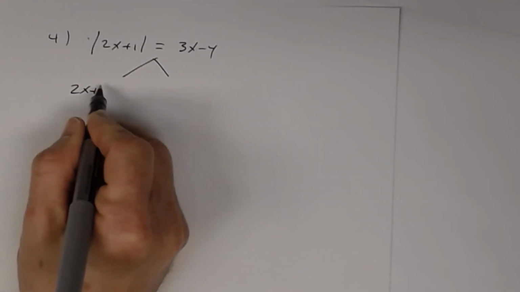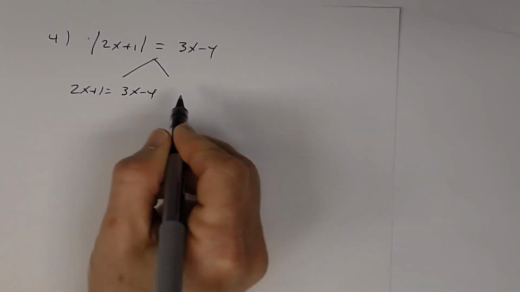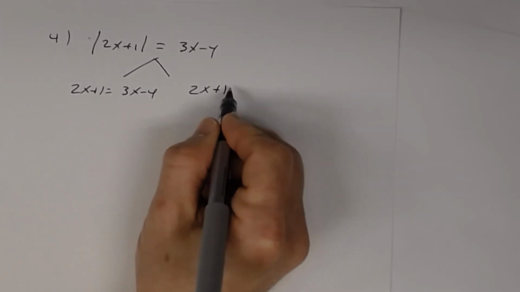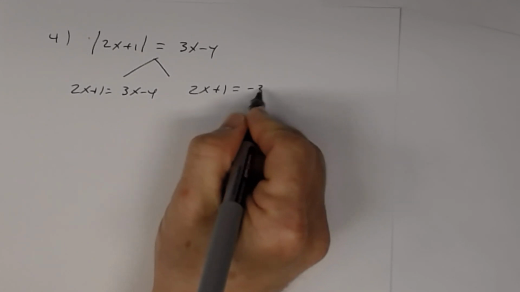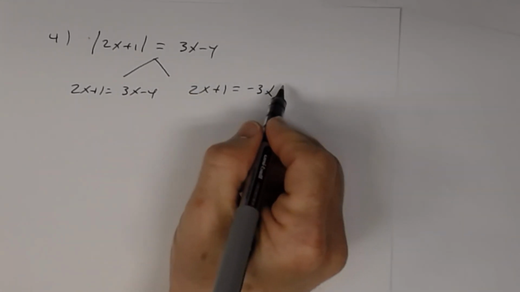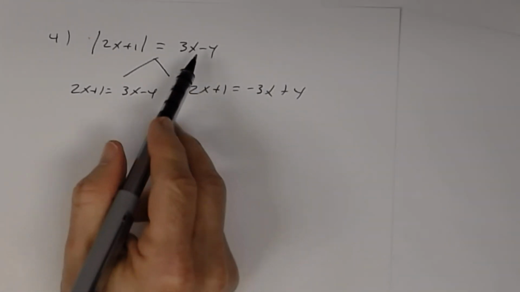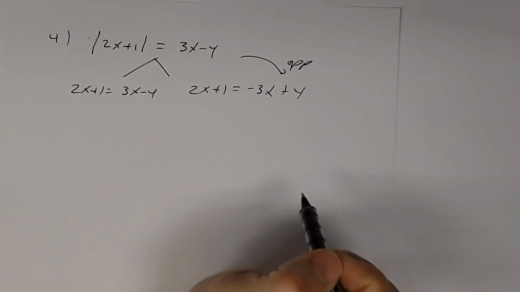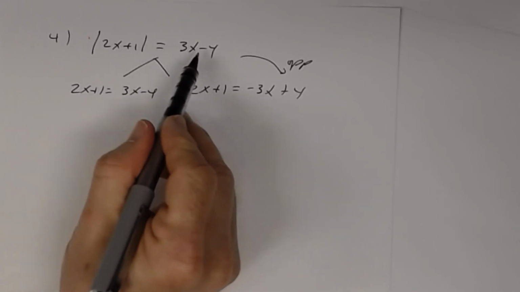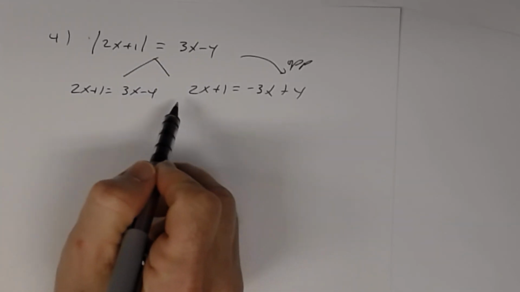So you get 2x plus 1 equal 3x minus 4. And you get 2x plus 1 equals, now remember the opposite. So the opposite of 3x is a negative 3x. And the opposite of a negative 4 is a positive 4. So don't forget, this is always the opposite. You always put the opposite here. And then notice I went from an absolute value equation to 2 linear equations.